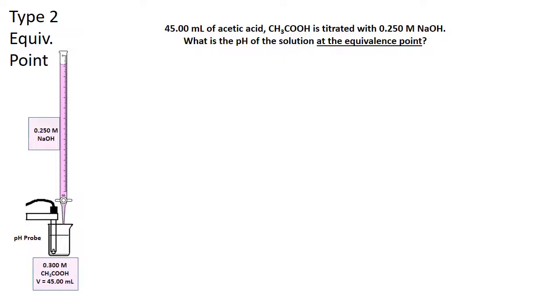45 milliliters of acetic acid is titrated with 0.250 molar NaOH, the very same solutions that were used previously. However, in this case, the question is, what is the pH of the solution at the equivalence point? Now, something worth noting about this is that we're not really given any volume information except for the initial volume information of the acetic acid.